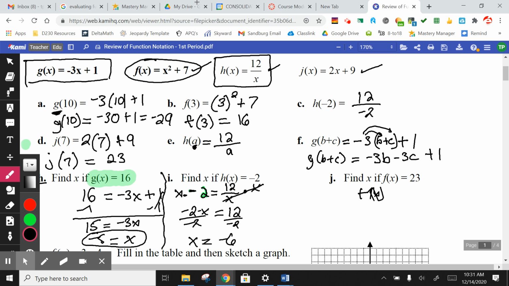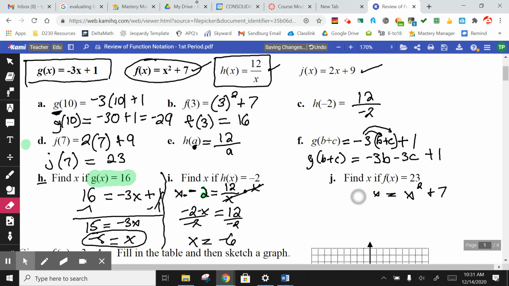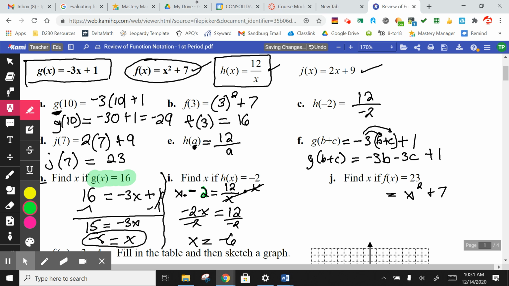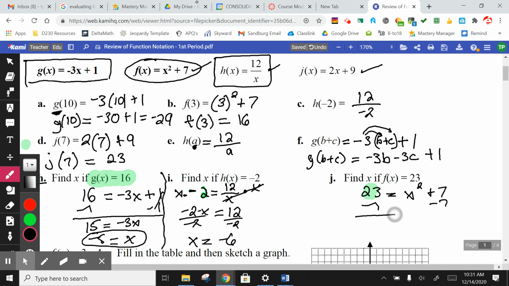f of x equals x squared plus 7. We know f of x. You've done well with it on the last quiz. Let me erase these if it'll let me. I'm going to erase that f of x and plug in a 23. Then we have x squared plus 7 equals 23. Subtract your 7 over. We're going to get 16 equals x squared.